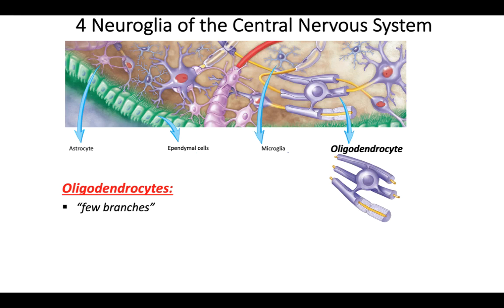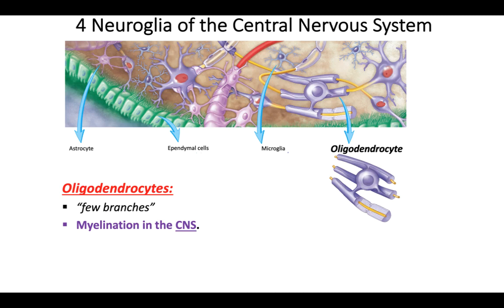They have a few branching processes. You can kind of see this would be a branch out here, here, and here. What they do is they form what's known as myelin or myelination in the CNS. We'll talk more about what myelination is, but it's these layers that are found around the axons of neurons. So this would be an axon. And this oligodendrocyte is forming these layers of fat that helps to speed up the rate in which an action potential can travel.